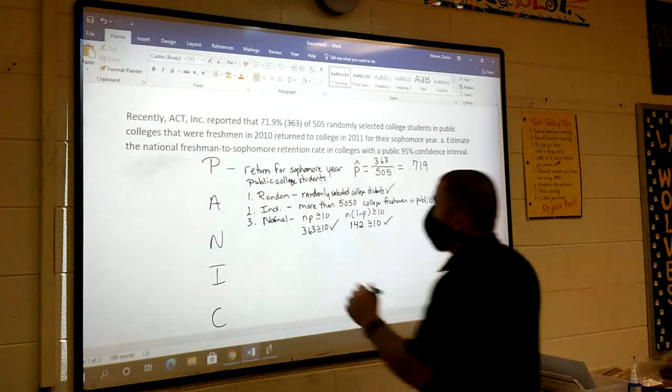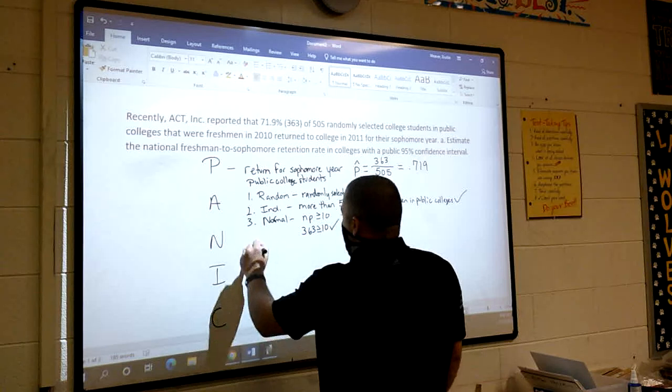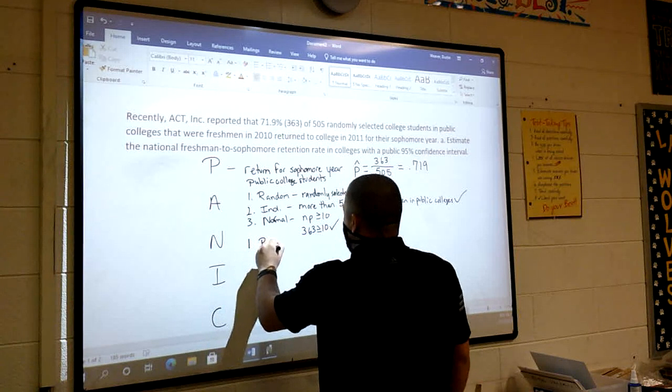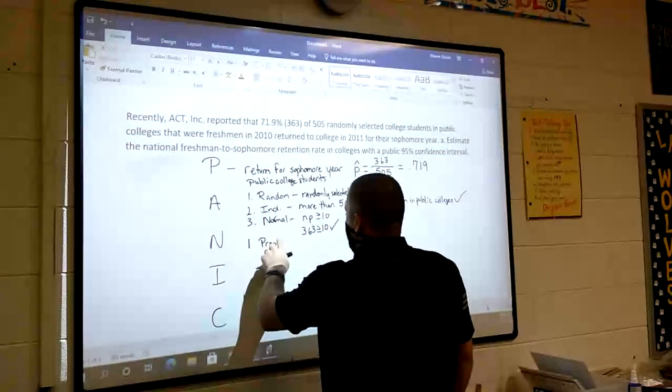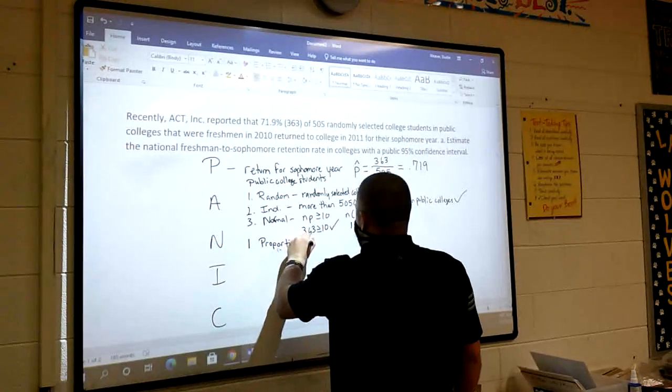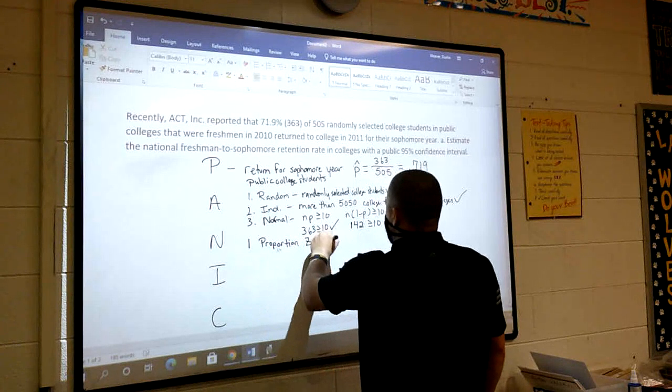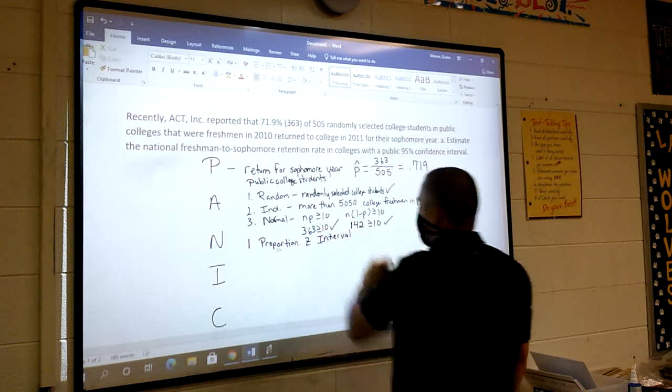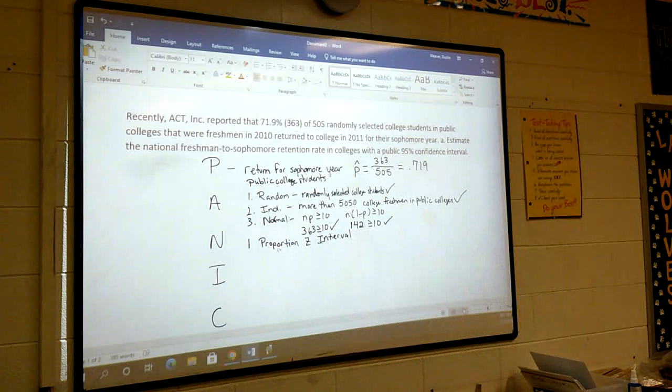Now, N is the name of the test. This is a 1 proportion Z interval, because that's the name of the test we're going to do on our calculator. So, 1 proportion Z interval.